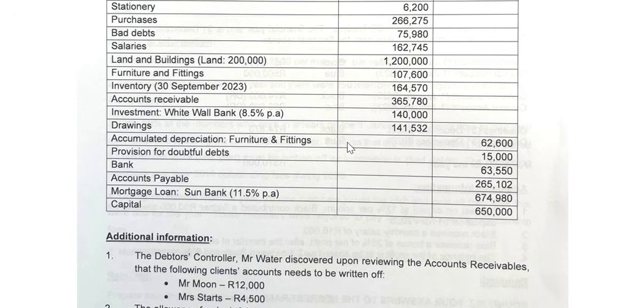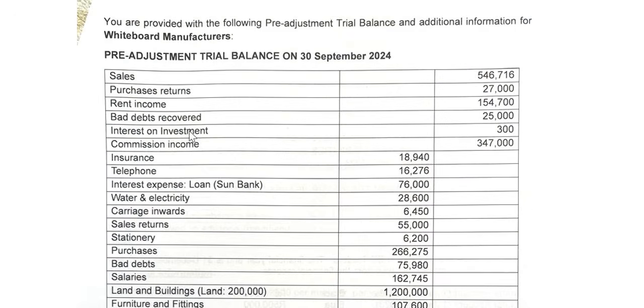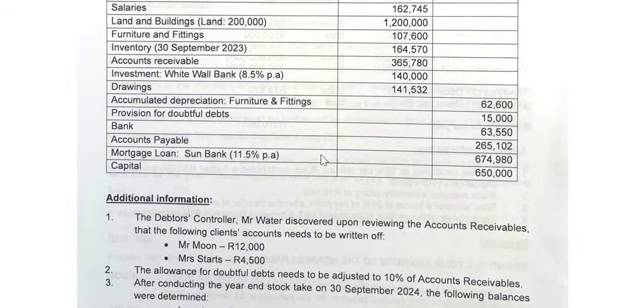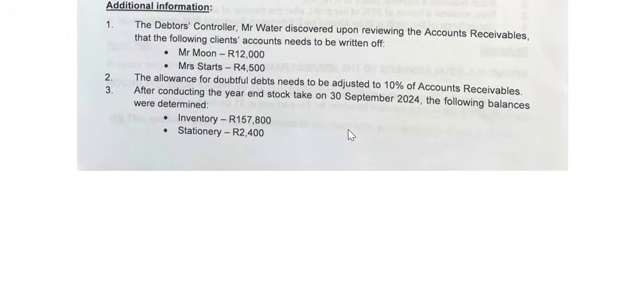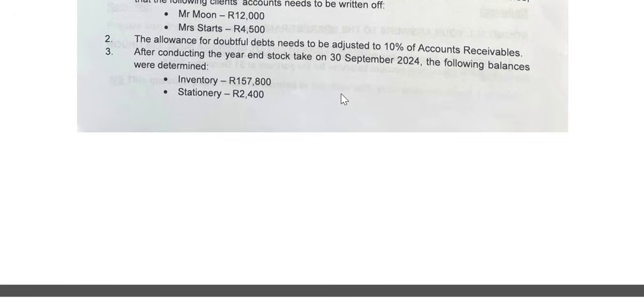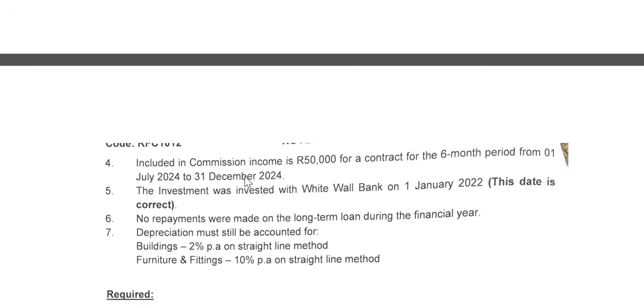So that interest income needs to be increased. It's owing income, debit accrued income, and credit interest on investment to take it to the correct interest earned on the investment for the period. So I'm giving you clues here as how to do this. So I've done number 5.